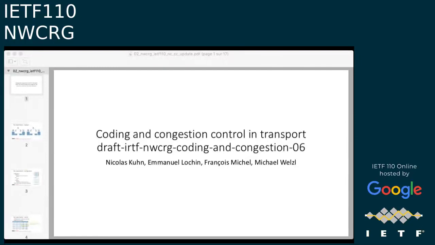Perfect. Hello, everyone. So I'm presenting the update on the draft on congestion. This is the 6th version of the document. There are some things that I presented in previous IETF meetings. I have left them in this deck in case there were some persons that were not there at that moment.